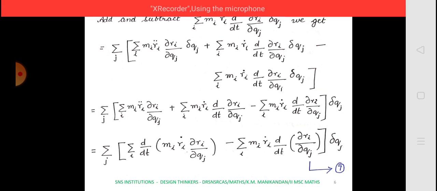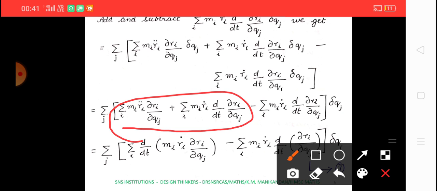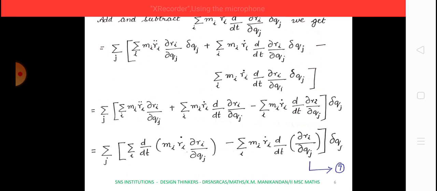Now these two terms are the differentiation of d by dt of mi into ri dot into dou ri by dou qj. So if you differentiate mi ri dot into dou ri by dou qj with respect to time t, you will get the above terms. You take mi, and when ri dot is differentiated you get ri double dot, and you take dou ri by dou qj as it is. Next we keep mi ri dot as it is and differentiate dou ri by dou qj with respect to t. So these two terms are the expansion of the differentiation of mi into ri dot into dou ri by dou qj. The remaining term we take as it is. Name this equation as 7.